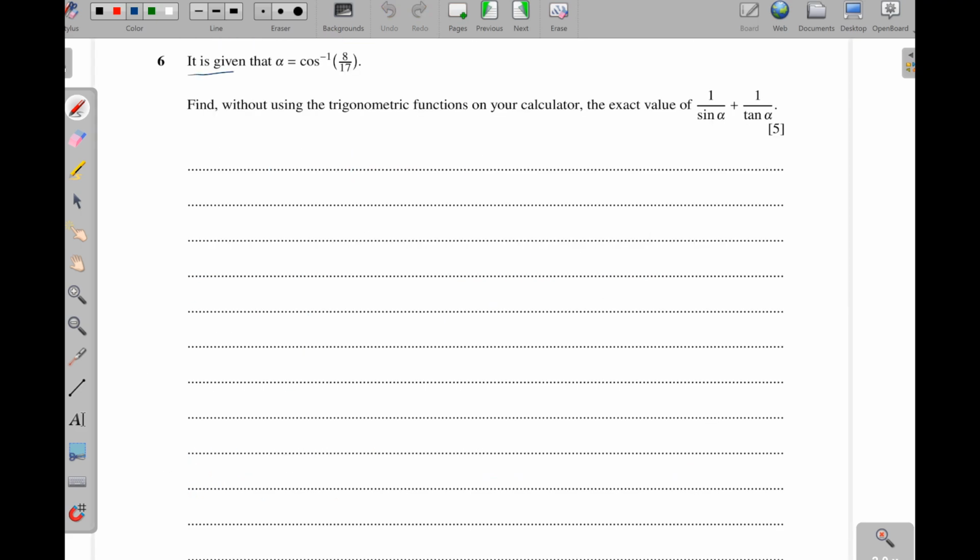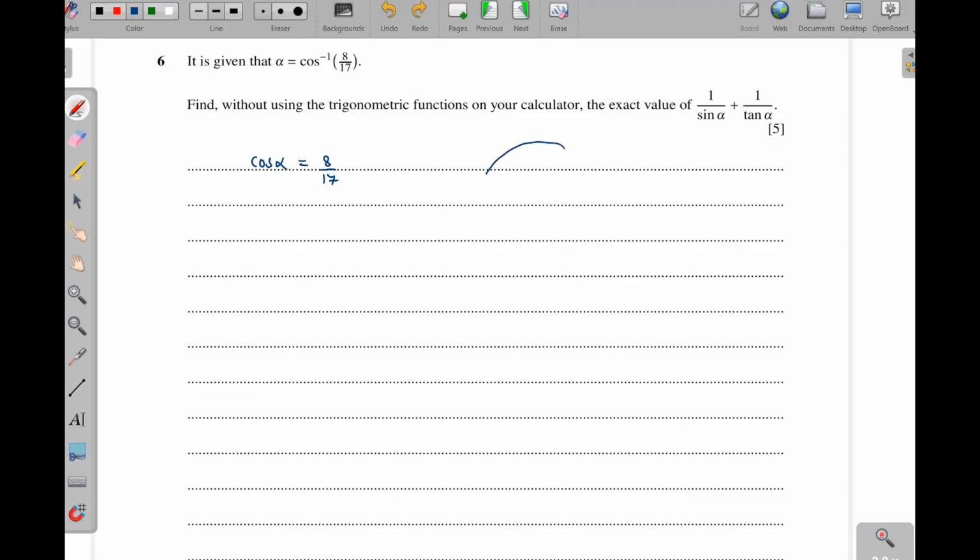Question 6, it is given that alpha is equal to the arc cos of 8/17. Find, without using trigonometric functions on your calculator, the exact value of 1/sin alpha, and then 1 plus 1/tan alpha. Now I can take the cosine this side, and then I will have cosine of alpha, which is equal to 8/17. You see that?